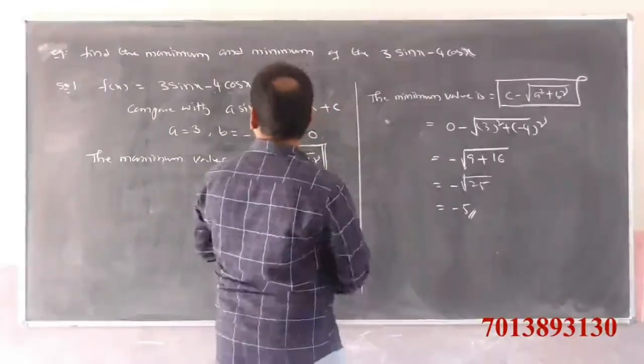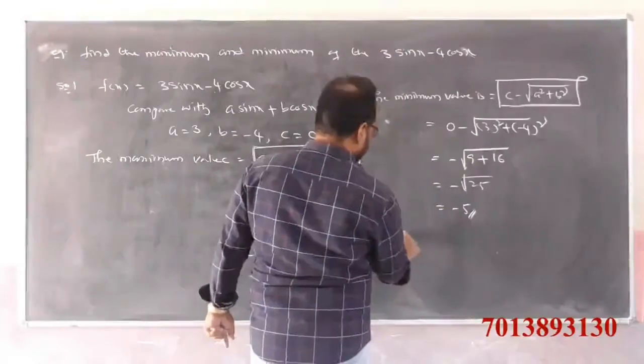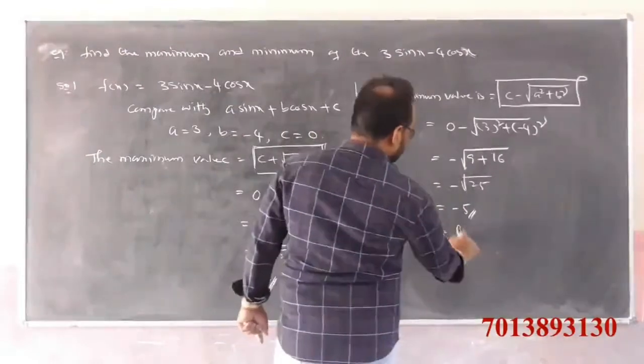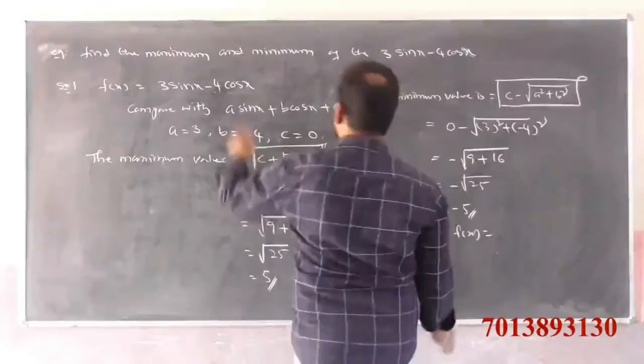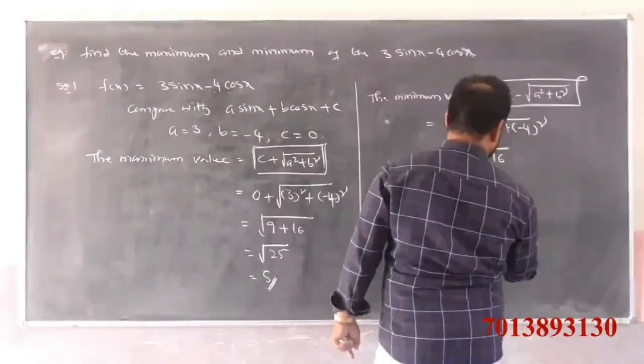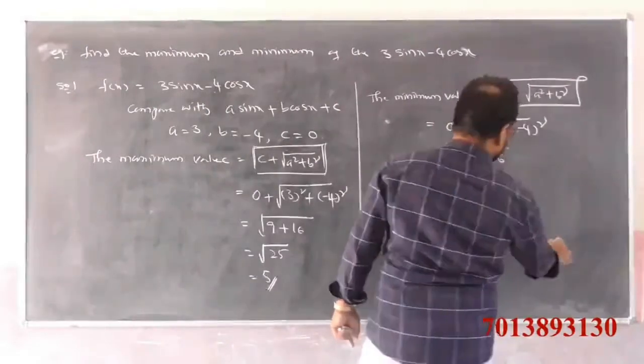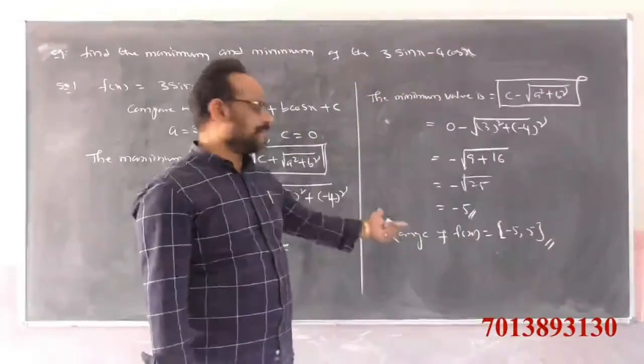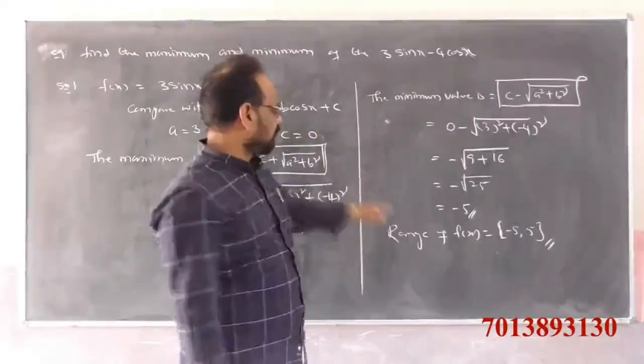They want the range of this function. The range of f of x is the closed interval from the minimum value comma maximum value. The closed interval minimum value comma maximum value is the range of the given function.